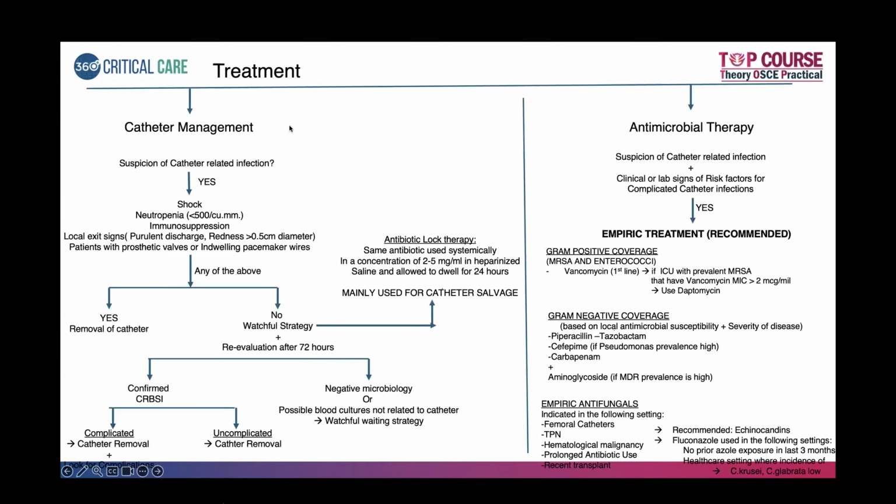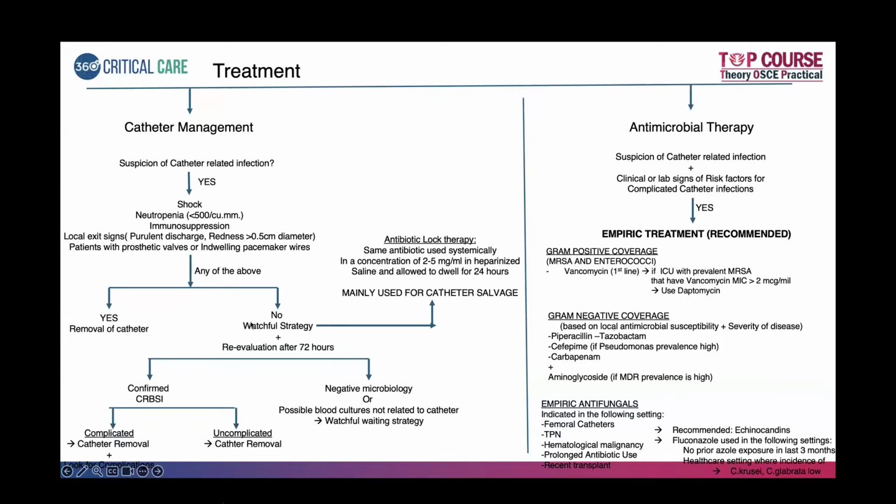So coming to the treatment, we have two areas to keep in mind. One is catheter management, and the other is antimicrobial therapy. With regard to catheter management, the first thing is you check if there is suspicion of a catheter-related infection. If yes, then you assess for signs of severe disease, that is shock, neutropenia, immunosuppression, local exit site signs like purulent discharge, redness more than 5 centimeters in diameter, and patients with prosthetic valves or indwelling pacemaker wires. If any of these are there, then you need to remove the catheter.